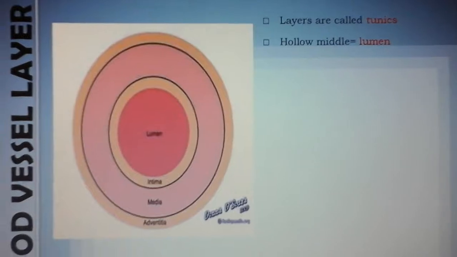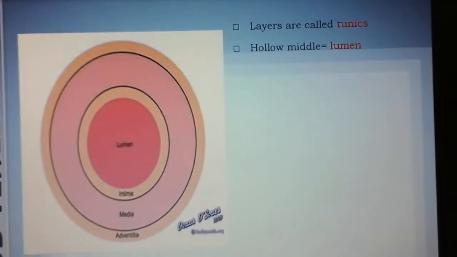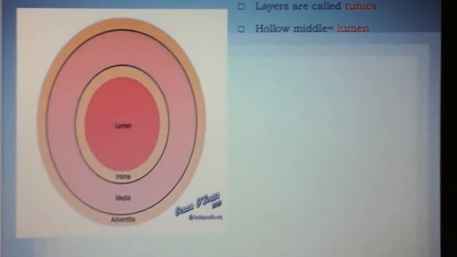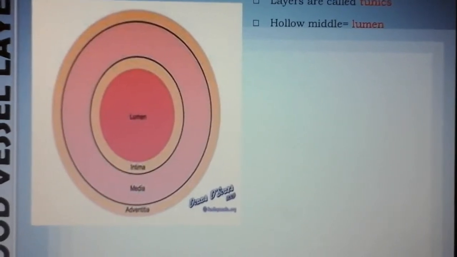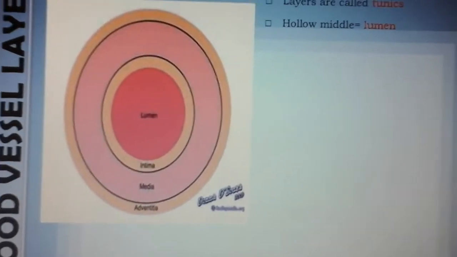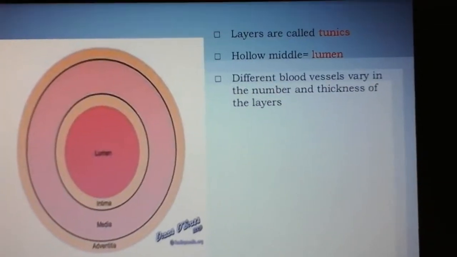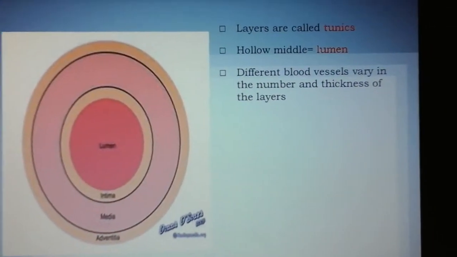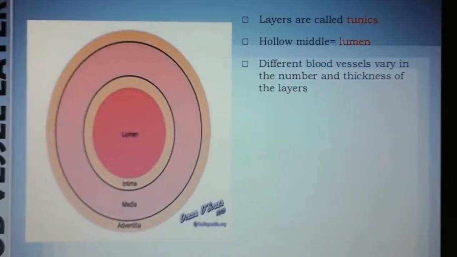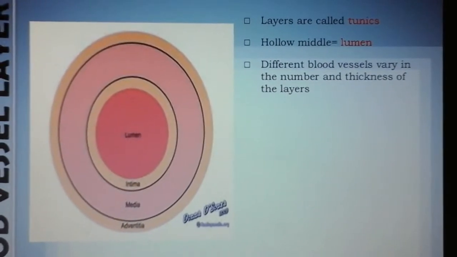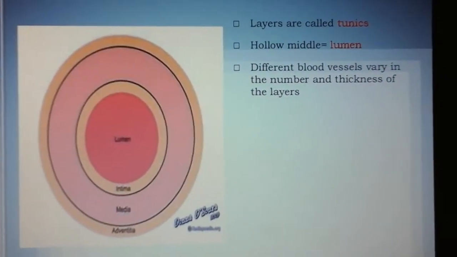Now, like I said, this hollow area right here is called the lumen. That's what blood is actually going to pass through, and it's lined with simple squamous tissue because remember, we want to reduce that friction. Now, different blood vessels vary in the number and thickness of the layers. So for example, arteries are going to have all three layers. Veins will have all three layers.